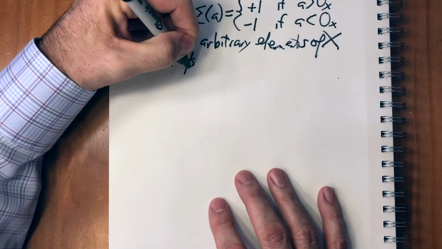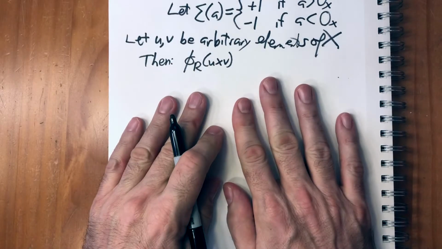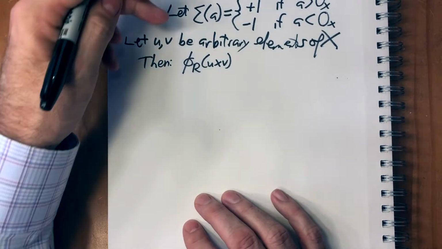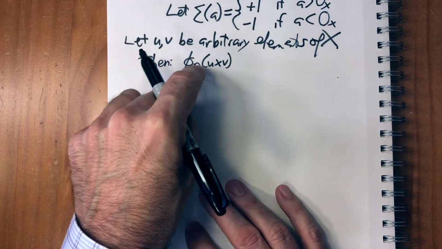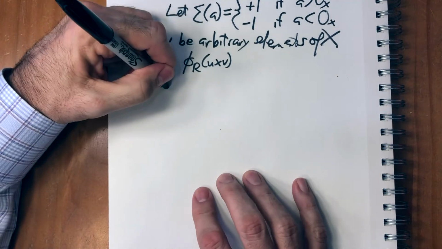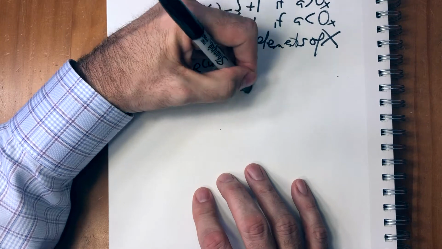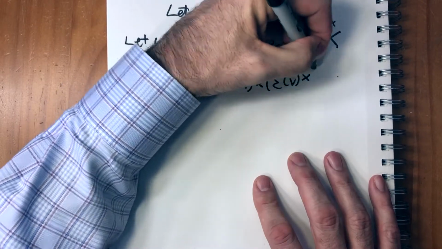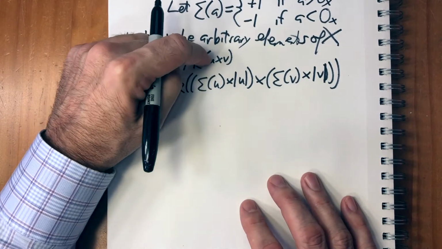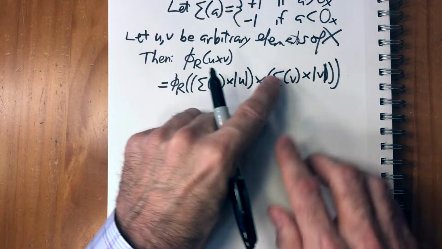Then we have phi r of u times v. This is actually quite simple. You might want to pause the video and see if you can do this yourself. Using these two things and what we've just shown, can you split this up into phi r of u times phi r of v? So the first thing is to split both of these up. So this equals phi r of sigma u times the absolute value of u times sigma v times the absolute value of v, right? That's not doing anything because u is arbitrary, so it's just the sign of the number times the absolute value of the number, same there.